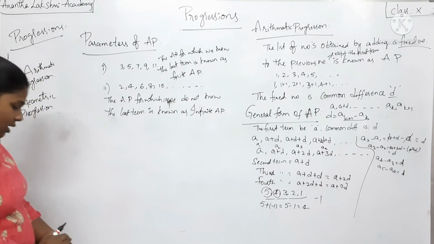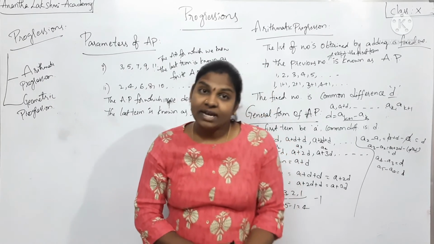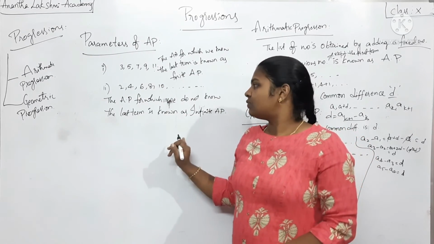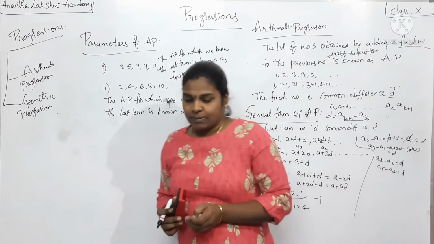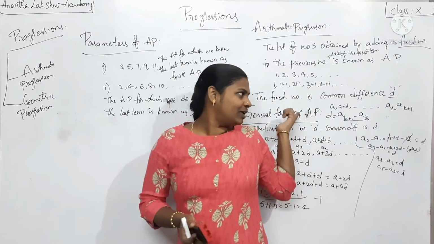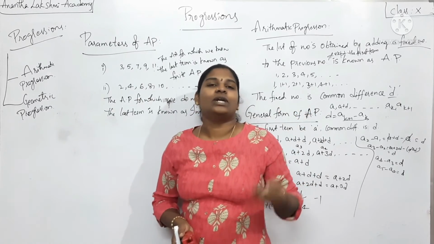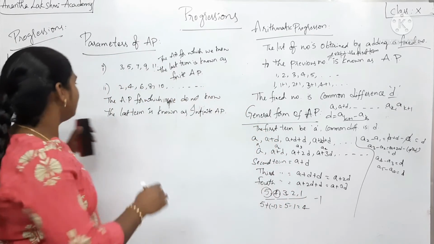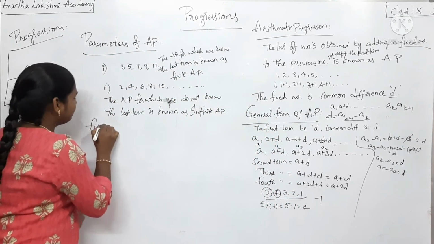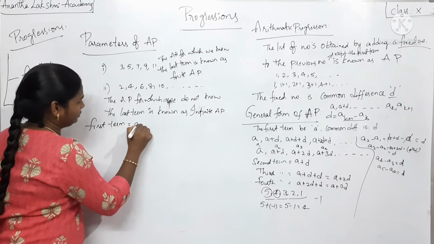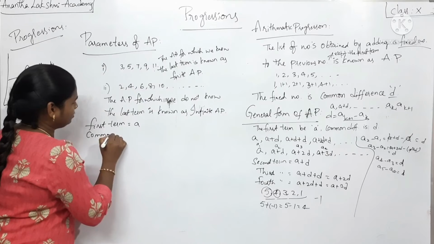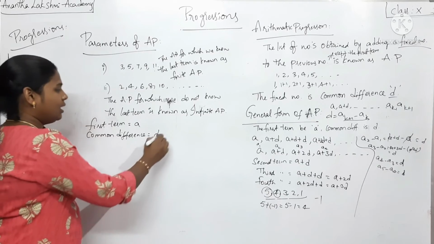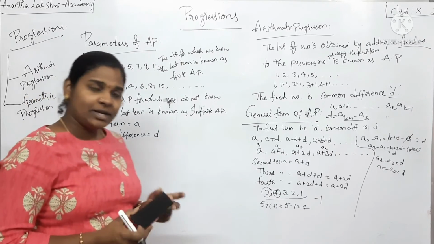All right. So now that we understand what is a finite AP and what is an infinite AP, what happens now? Parameters of AP. What are the parameters? Nothing but whatever you got to know. What is the first term? What is the common difference? These are nothing but the parameters of AP. The first term is A. Common difference is nothing but D.